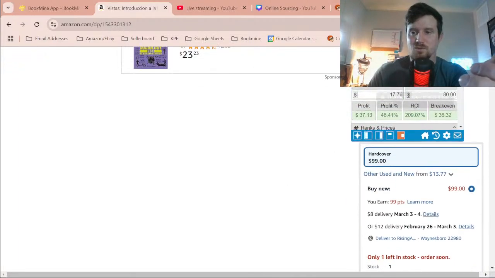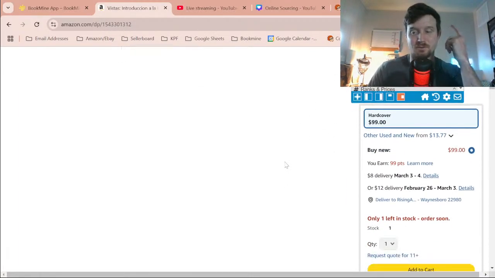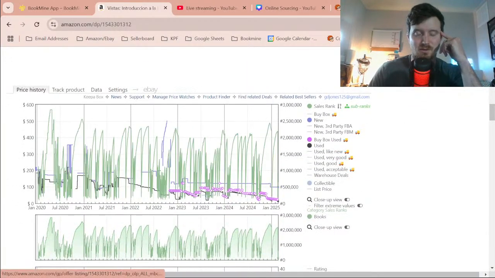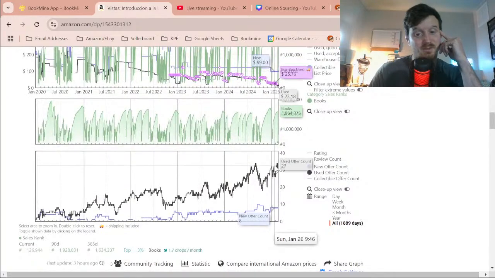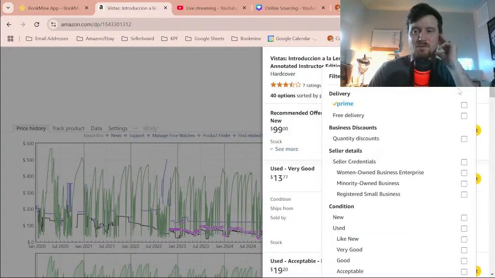And look at that. 209% ROI, $37 profit off of $17 spent. You can't beat that. That's a beautiful book right there. And I can safely say that it's going to come back, because you can see that it drops down to about the price it is right now every so often, and then it always comes back up to that 80 price. It is trailing down a little bit more, and the used offer count is kind of spiking a little bit. So whenever that happens, I always like to look at what are the prime offers.